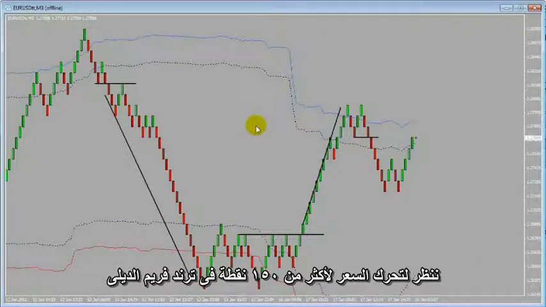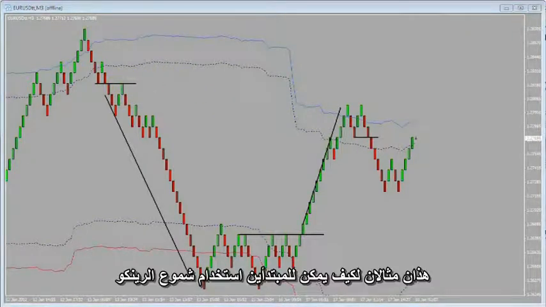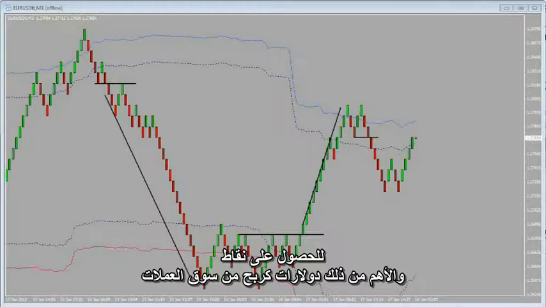You're looking at a move of over 150 pips in the direction of the daily trend, all clearly identified by our 10 pip Renko chart. These are just two examples of how the Renko chart can be used by beginning traders to spot breaks of resistance or breaks of support to gain pips and, more importantly, dollars out of the Forex currencies.